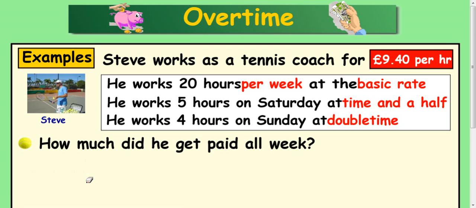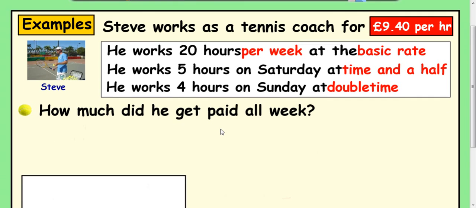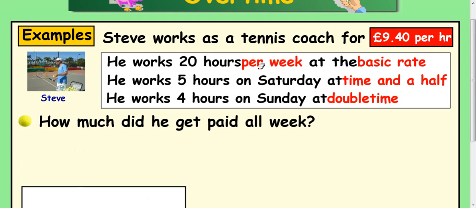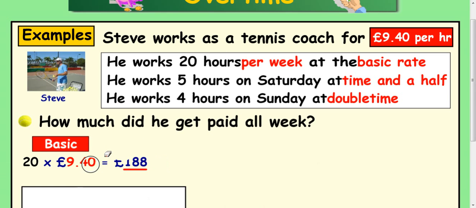Okay, final question on this. Steve works as a tennis coach for £9.40 per hour. He works 20 hours per week at the basic rate, 5 hours on a Saturday at time and a half, and 4 hours on a Sunday at double time. How much did he get paid all week? There's quite a lot going on here, so I would break it into wee chunks. Let's work out his 20 hours per week first, his basic rate. I always like to put wee headings. So that's 20 hours at £9.40. Put it into your calculator, 188.